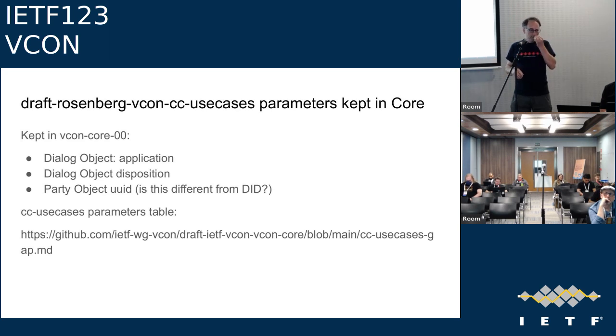There were three parameters that I just wanted to confirm. I thought that they should be part of core, but I was kind of on the fence and wasn't confident, so I thought I'd bring them up here. The dialog object application parameter says what application this vCon came from, was it Google Meet, or Zoom, or something like that. And then the dialog object disposition is kind of like the outcome or summary of the conversation, or the result, like did it succeed, that kind of thing.